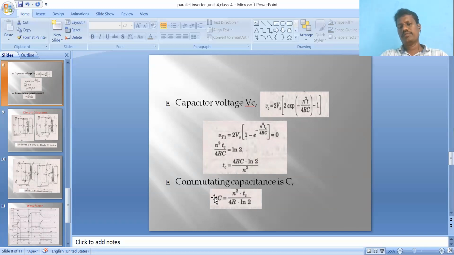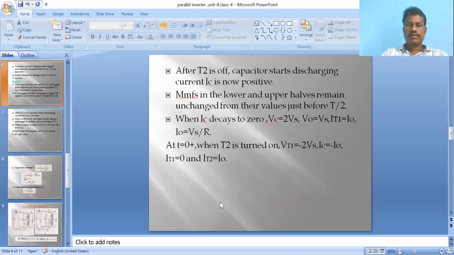Why is the capacitor connected across the two primary windings of the transformer? It is to maintain the capacitor output voltage constant, that is, the magnitude is constant. So due to the presence of the capacitor, the commutation is presented in this parallel inverter, which is called complementary commutation. So that is the operation of the parallel inverter.